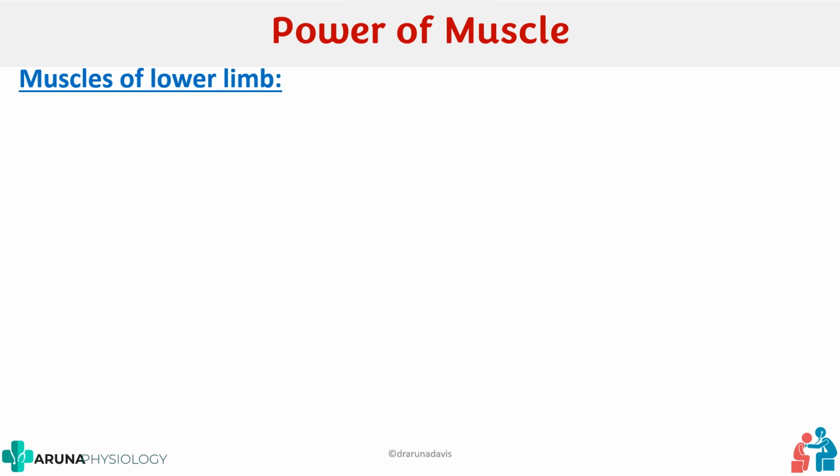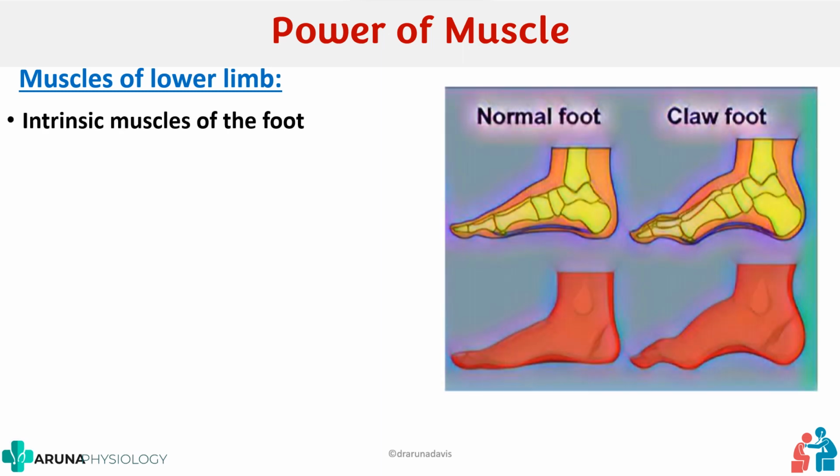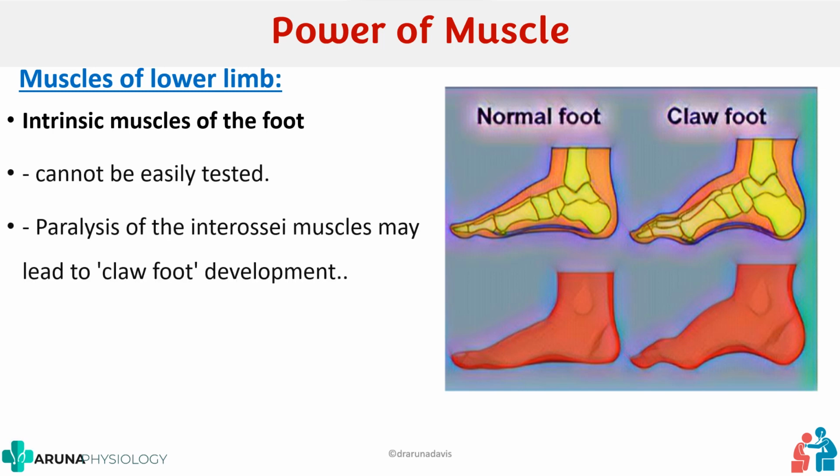Now we move on to the muscles of the lower limb. The first group of muscles are the intrinsic muscles of the foot, but the problem is we can't assess them directly. They cannot easily be tested. But paralysis can cause clawfoot, so if on inspection you see a clawfoot, you can assume that there must be some paralysis of the intrinsic muscles of the foot.